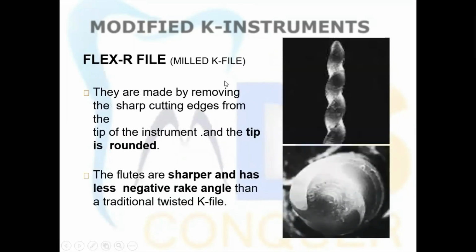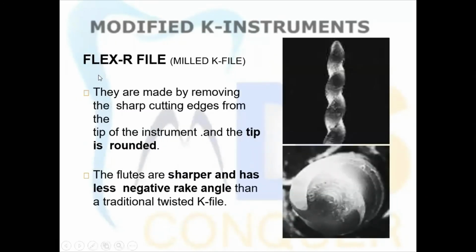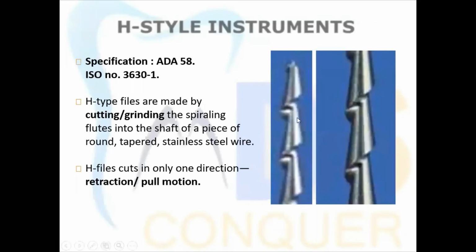And one more modification of K instruments is the Flex-R file. These are made by removing sharp cutting edges from the instrument tip, so that tips become rounded and remain centered in the canal. That prevents procedural errors such as ledges or canal transportations that frequently occur with the original version of the K files. So we are done with the barbed broaches, smooth broaches, and K type of instruments, that includes files and reamers.